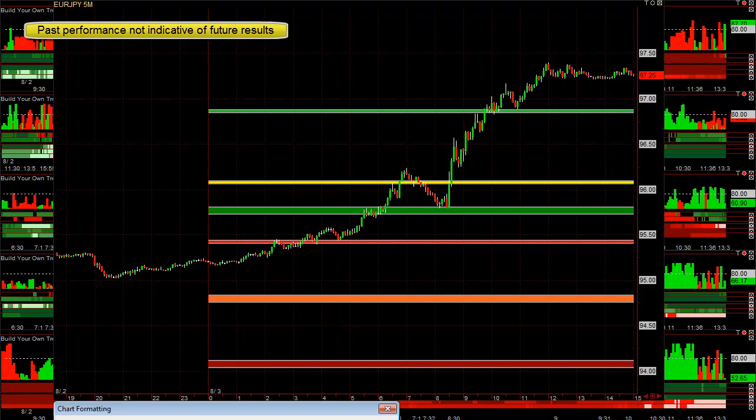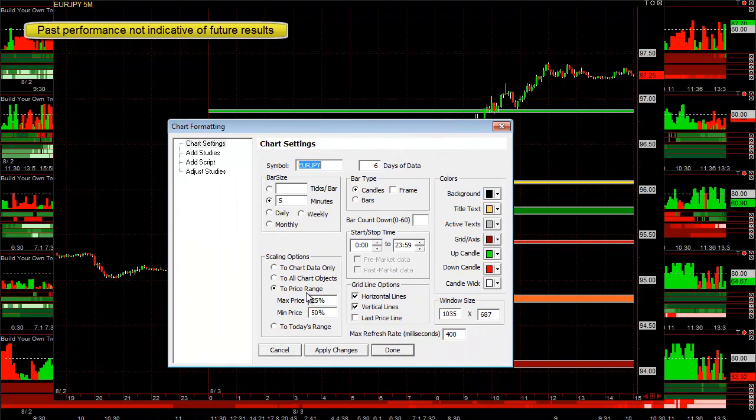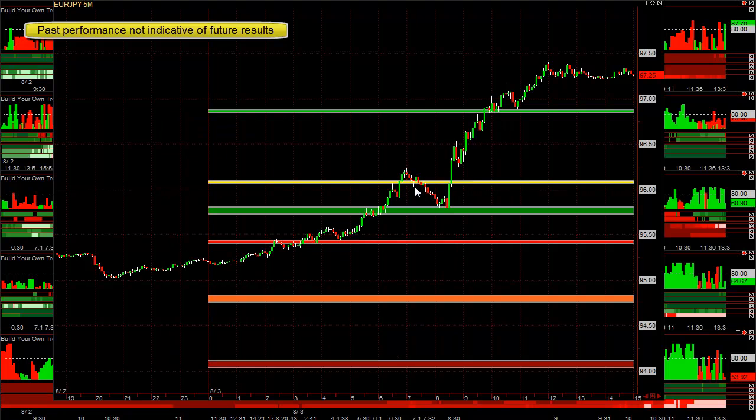I have this chart set to showcase more than what you can actually see on it, just so you can see some of the other levels, and you can also see how well these work. When the high of a value area or low of a value area gets broken, typically you'll have a retest where it comes down, and if it finds support here, you can buy, and typically it's going to go up another 20 or 40 pips.